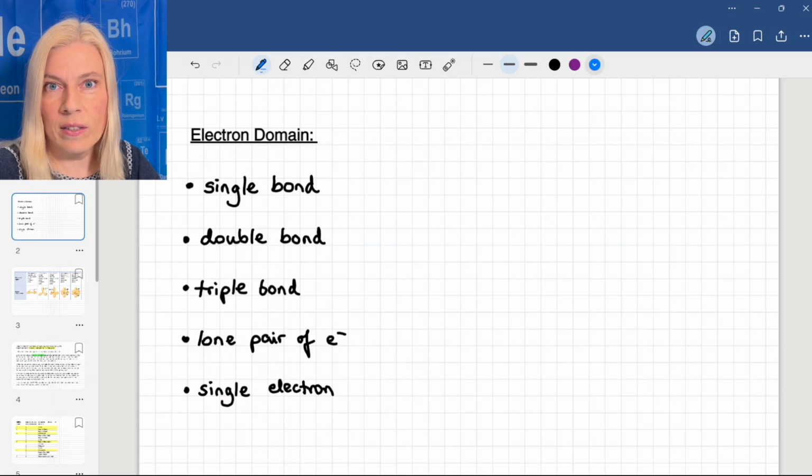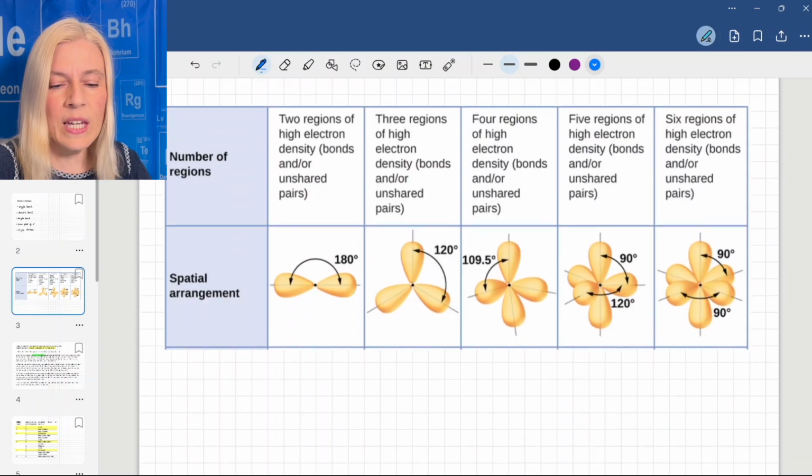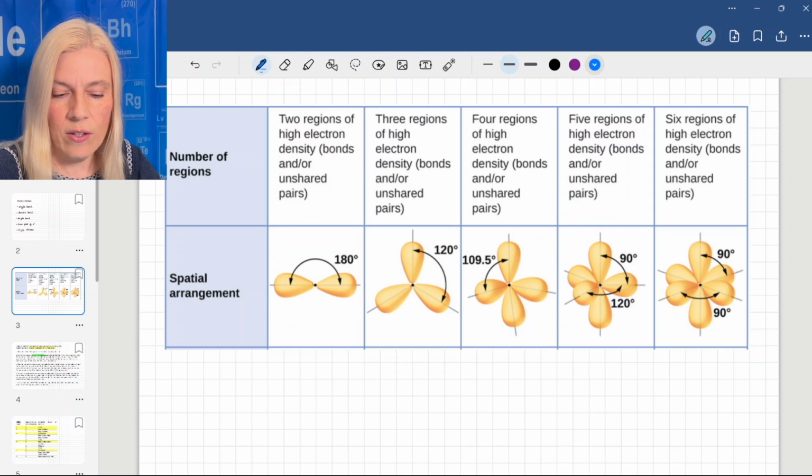A single bond will be classified as one electron domain. A double bond is one electron domain. Triple bond, one electron domain. Lone pair of electrons will be classified as one electron domain. And also, from time to time, you will see something a little different. A single electron, we will also treat as one electron domain. And the thing about these electron domains is that they want to be as far away from each other as possible. So let's look here on the screen.